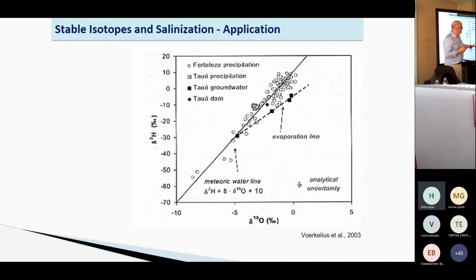The good thing is this works worldwide, more or less. You see some of the samples, especially the ones taken from groundwater, are evaporated. So we see that the groundwater has evaporation signals. This was very interesting because it was something we didn't expect. We didn't know that the salinity in the groundwater was actually stemming from evaporation.